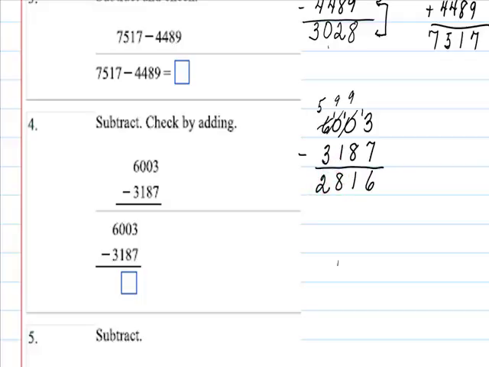It asked me to check these, so I'll write them down this time. 2816, 3187. I'm supposed to add those. That gives me 13, carry the 1. 1 and 1 is 2, and 8 is 10, carry the 1. 1 and 8 is 9, and 1 is 10, carry the 1. There's 6, I check, and it does check.